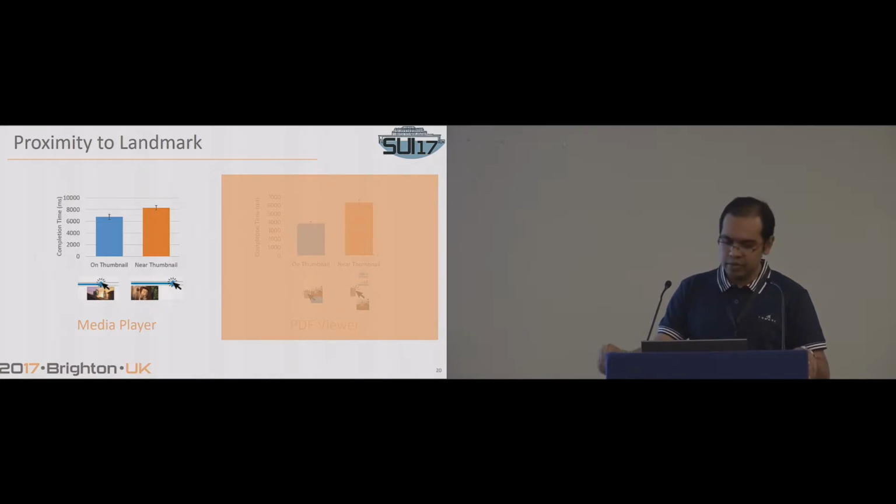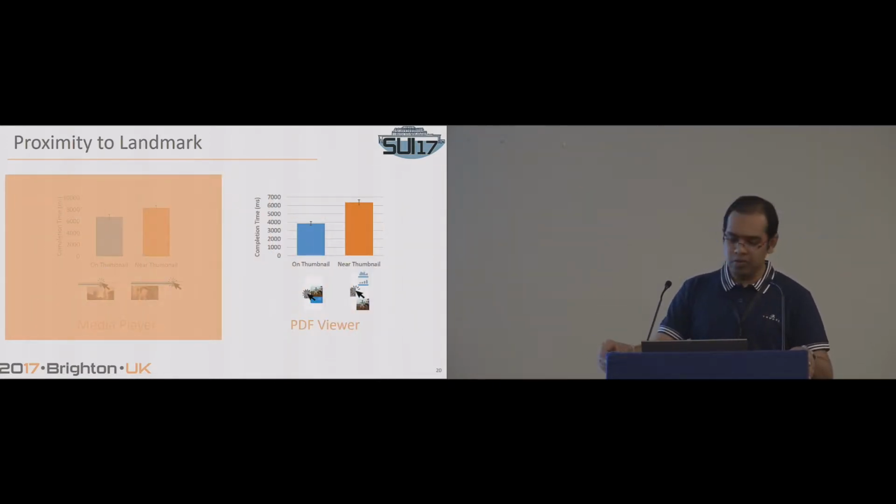And for the media player, we can see that on-landmark locations were faster than the near-landmark locations, which makes sense actually. But the difference was not significant for the media player. However, for the PDF viewer, on-landmark locations were significantly faster than the near-landmark locations. So in general, we can say that landmarks are beneficial for revisitations.